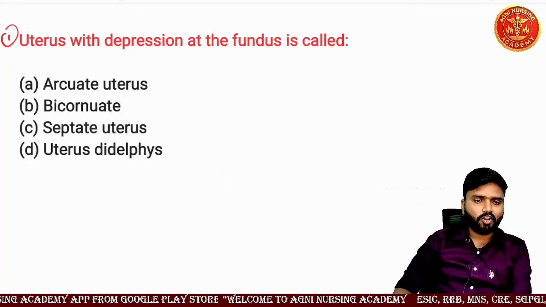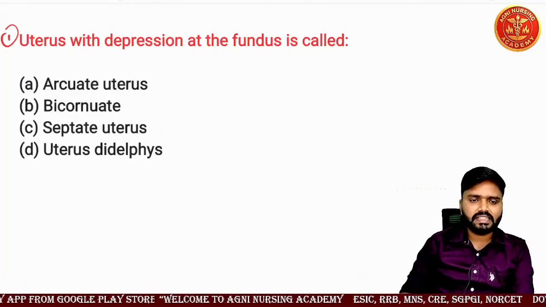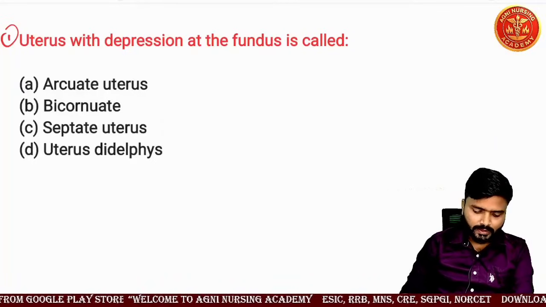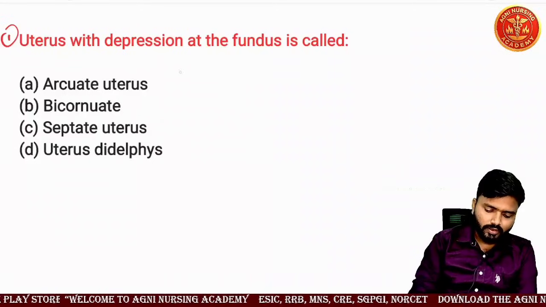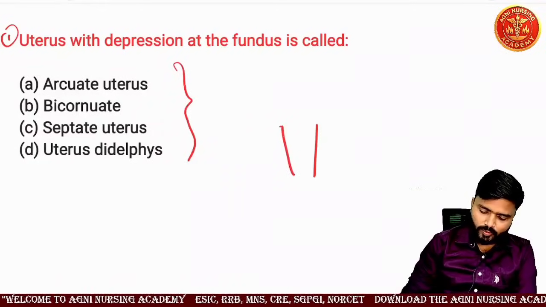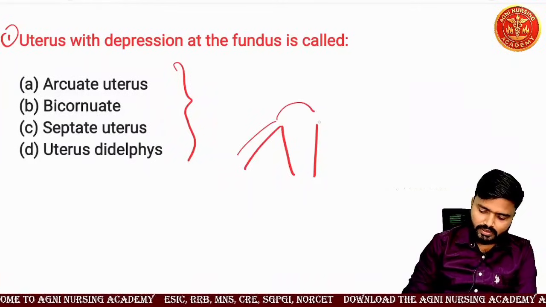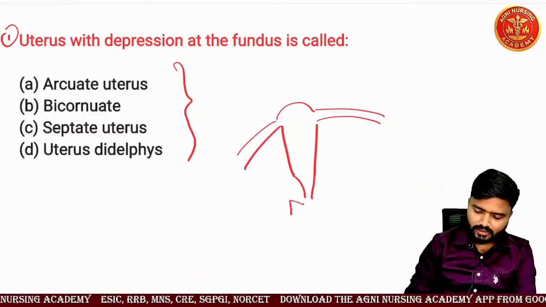So option A is the arcuate uterus, option B is the bicornuate uterus, option C is the septate uterus, and option D is the uterus didelphus. So these are all abnormal uterus types we will see. Understood? So normally the uterus is pear shaped. So this is the normal uterus, which connects to the cervix and the vagina.